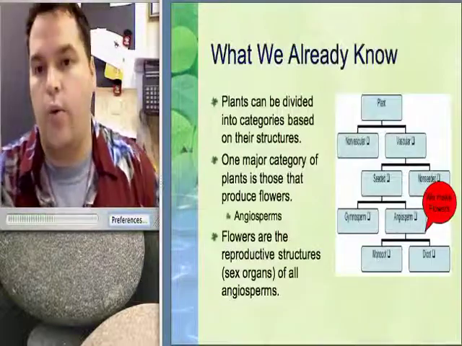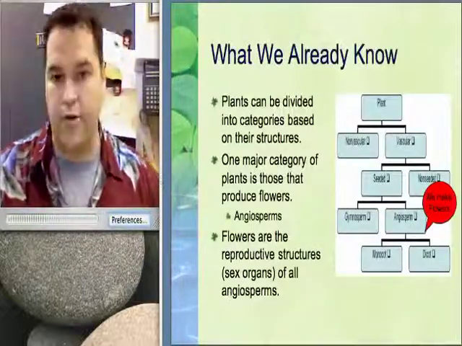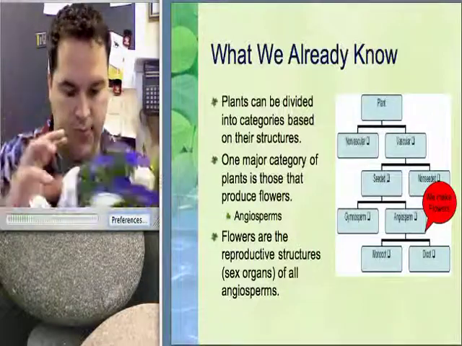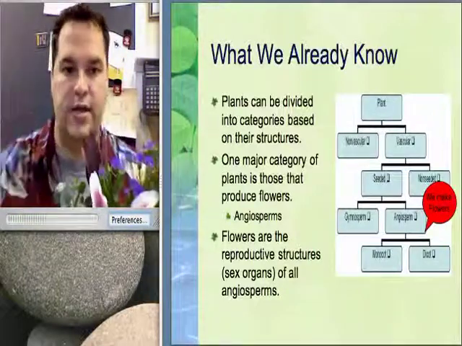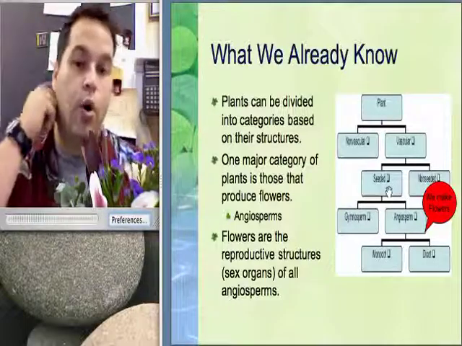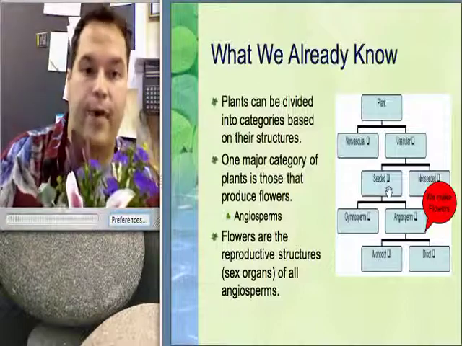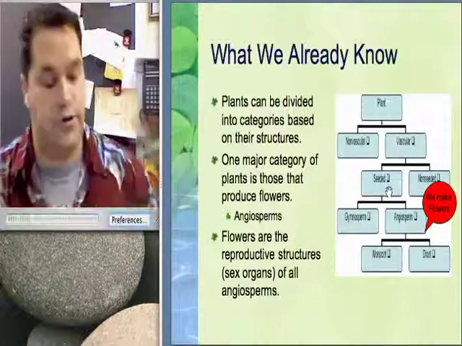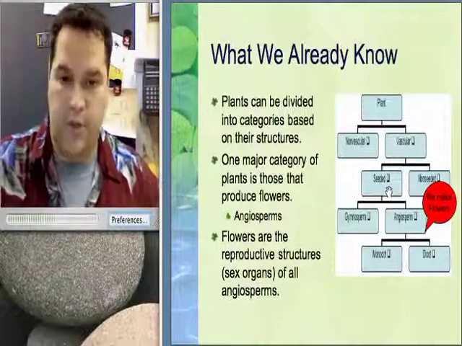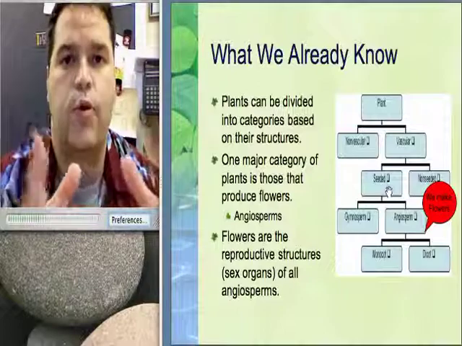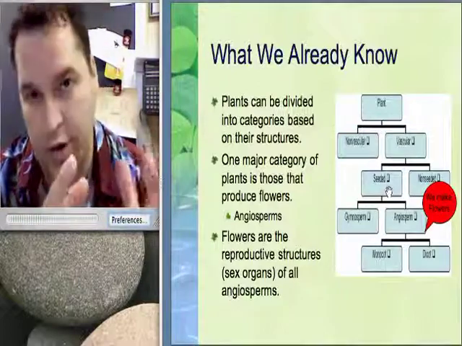First of all, what we already know. We already know that flowers and plants in general can be divided into different categories based on their characteristics. And you can see the little classification chart that we did in class. One major category of plants are those that do produce flowers, which are called angiosperms. Angiosperms produce flowers, and those flowers are the sexual reproductive organs of a plant.